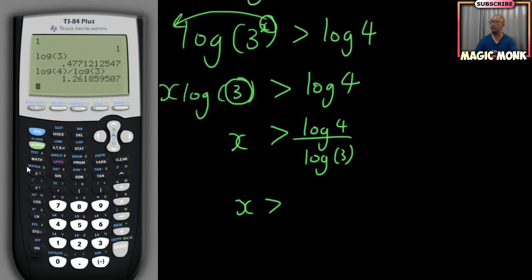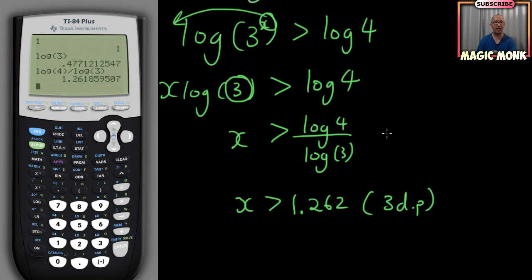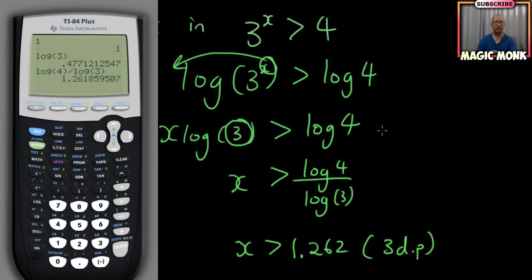And the answer is 1.262 rounded to 3 d.p. x has to be bigger than that. So that's the answer. Now let's check whether it's right using a graphing program.